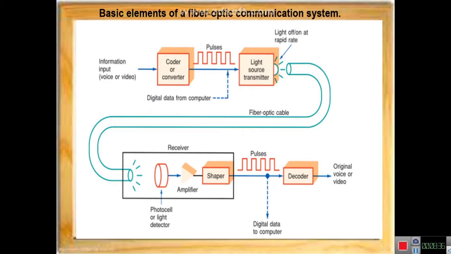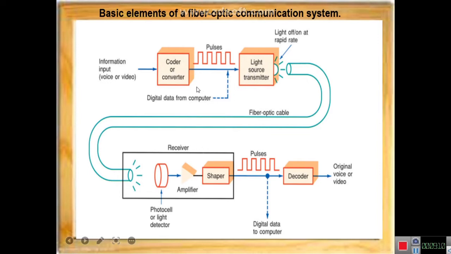Basic elements of a fiber optic communication system. We have here the transmitter side, the fiber optic cable, and the receiver side. First, kapag yung information input natin is analog, it is sent to a coder or converter circuit which converts analog signal into digital pulses and pass through a light source transmitter circuit.